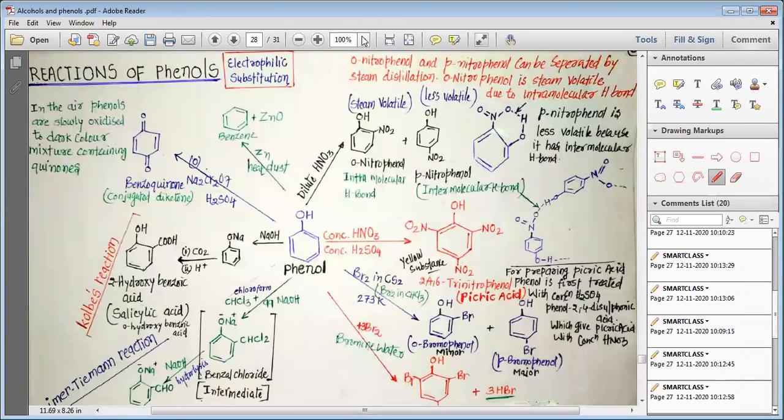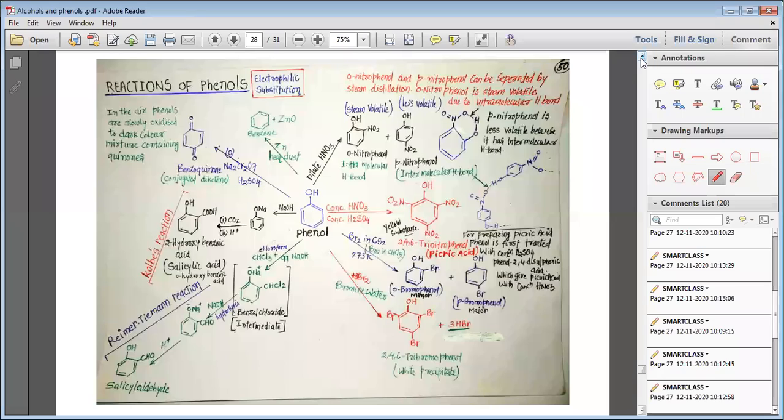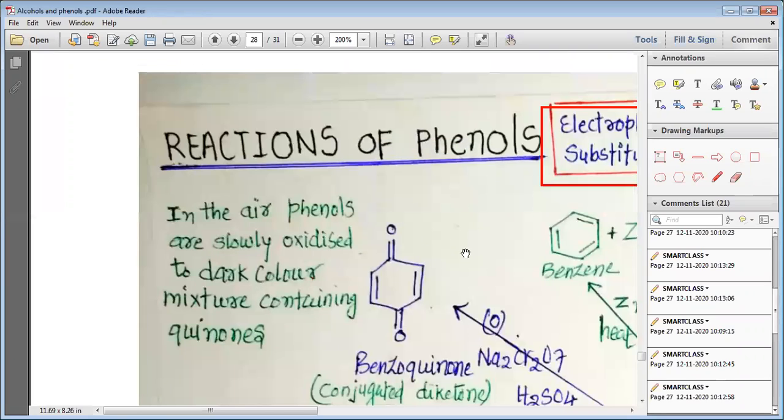Now, my dear students, we are going to study the various reactions of phenol. On your screen, you can see that I have explained those reactions of phenol on the same page. You can see that most of the reactions given by phenol are electrophilic substitution reactions. So the first thing to remember is that phenol always gives electrophilic substitution reactions. Let us study each reaction of phenol in detail one by one.